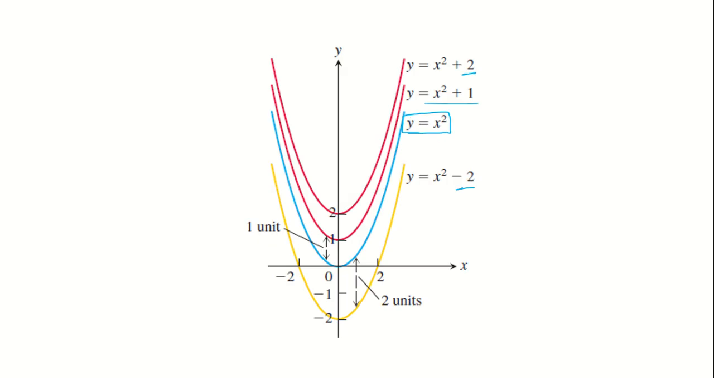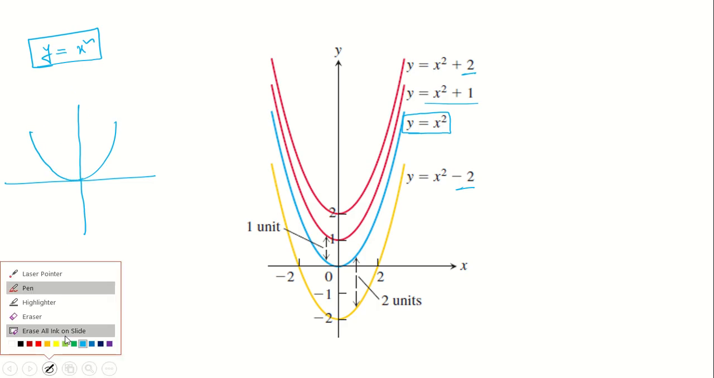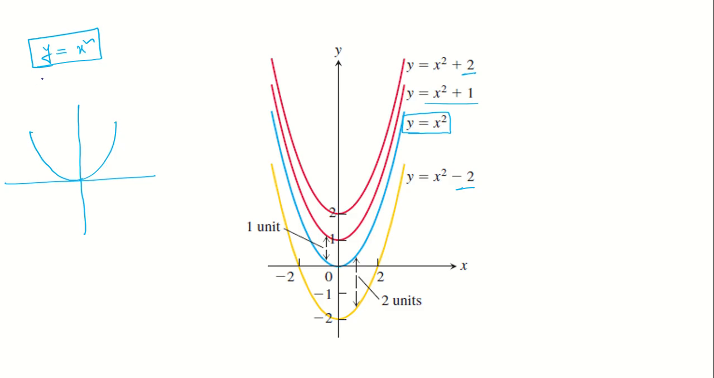And what about horizontal shifting? That means if we are given y equals x squared, that is the original function. So this one will be just like this. But if we have y equals x minus 2 whole squared, what will happen here?